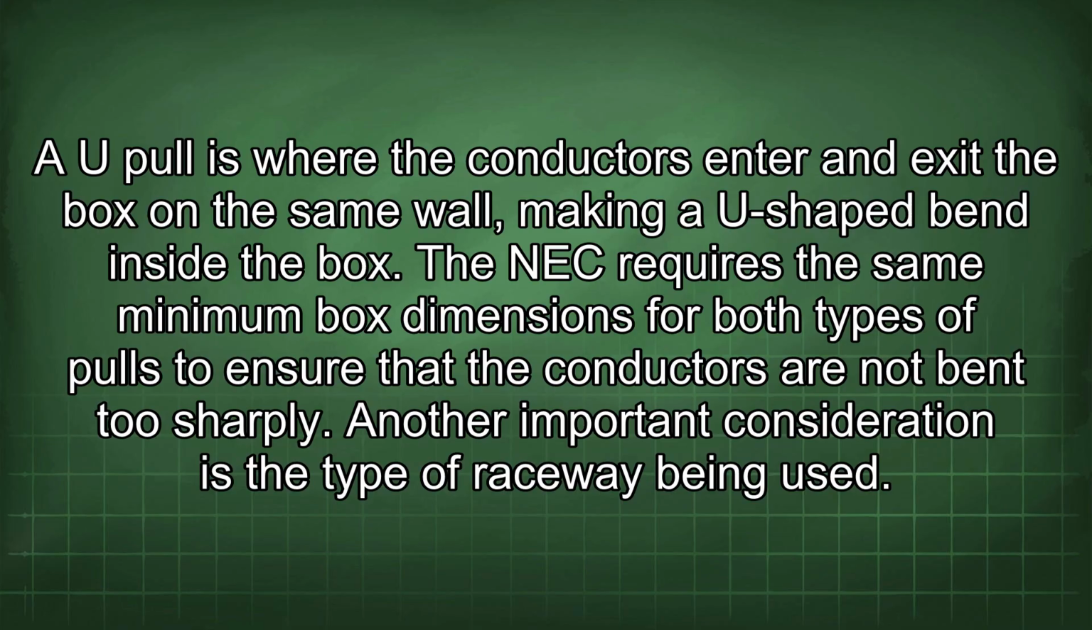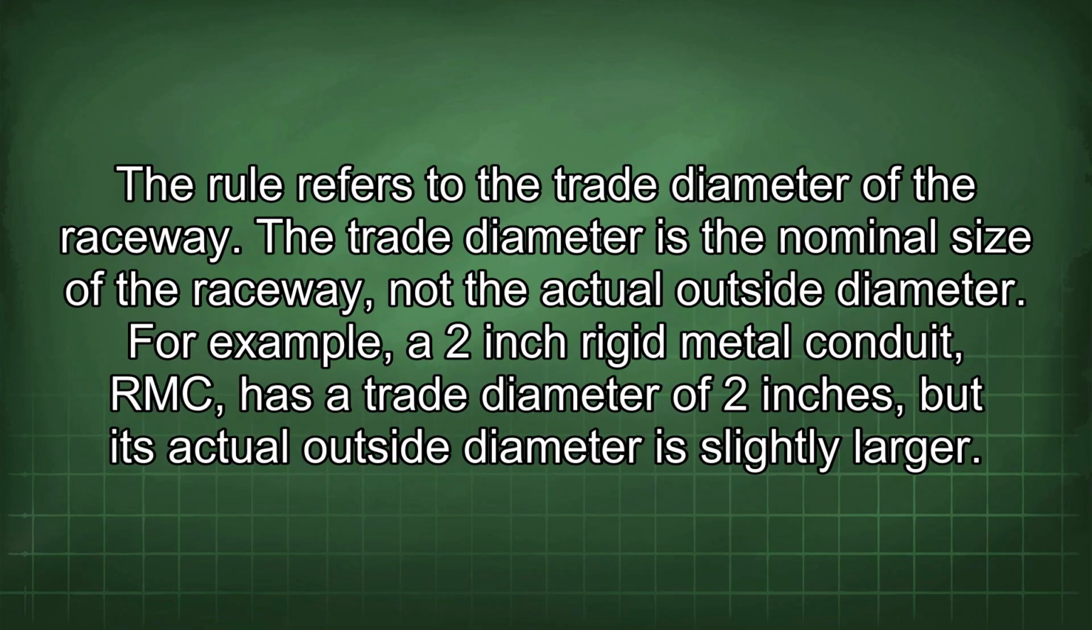The NEC requires the same minimum box dimensions for both types of poles to ensure that the conductors are not bent too sharply. Another important consideration is the type of raceway being used. The rule refers to the trade diameter of the raceway. The trade diameter is the nominal size of the raceway, not the actual outside diameter.